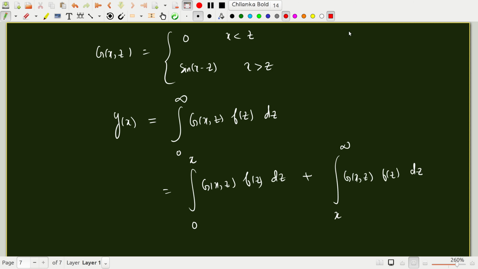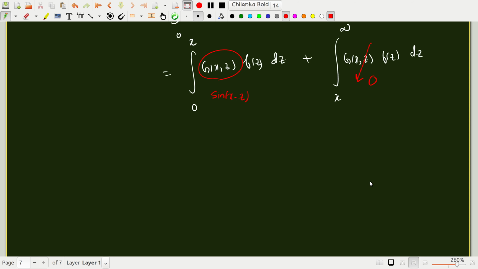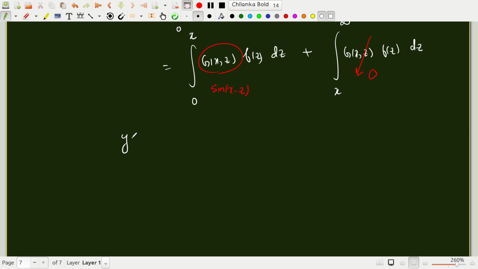Now note that when x is greater than z, here x is greater than z because z lies between 0 and x. Here g of x z is sine of x minus z. When x is less than z, g of x z is 0, so this is 0. So finally what you will get therefore is y of x is integral 0 to x sine of x minus z f of z dz. So here the idea is to demonstrate the fact that the nature of the Green's function is also a function of the boundary condition.